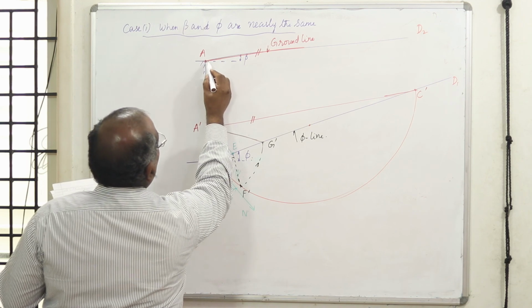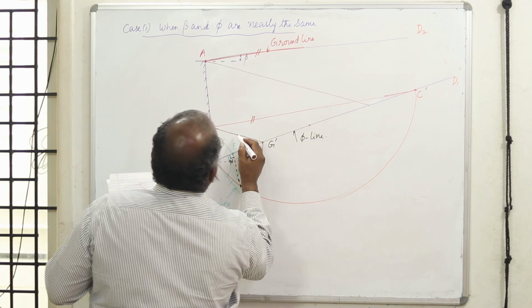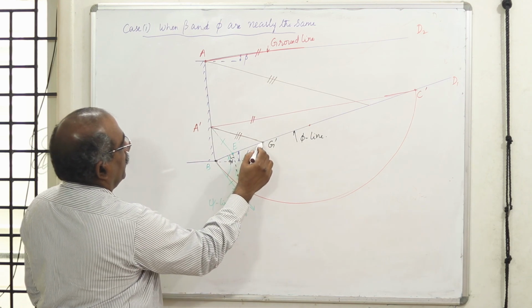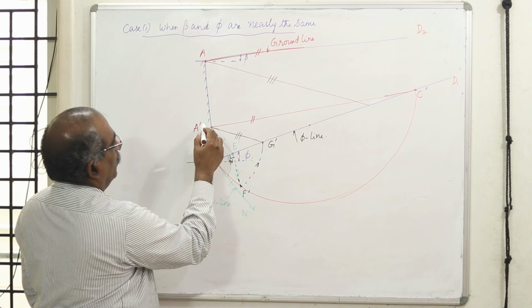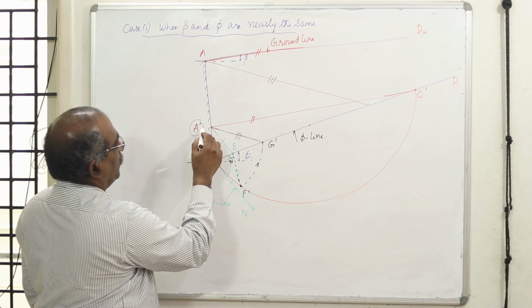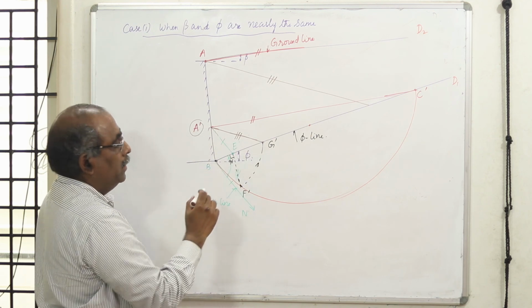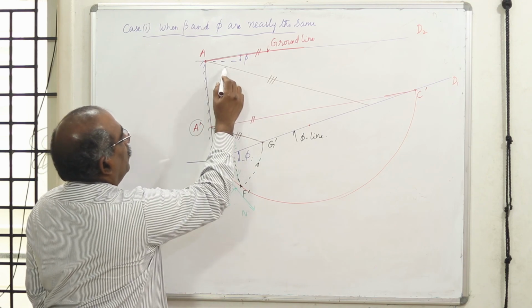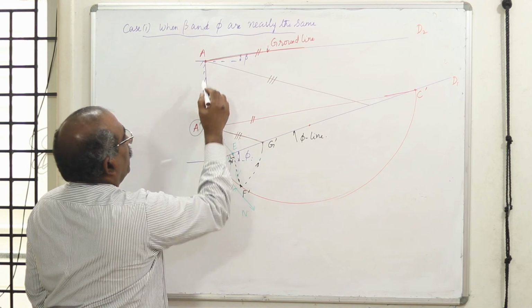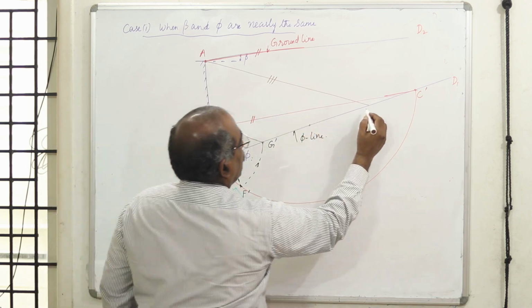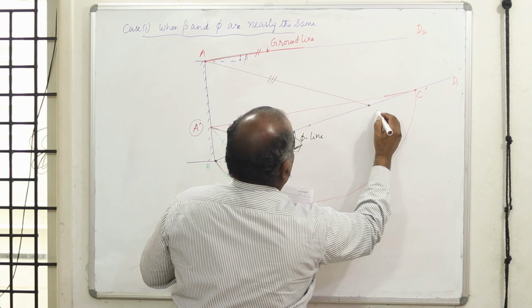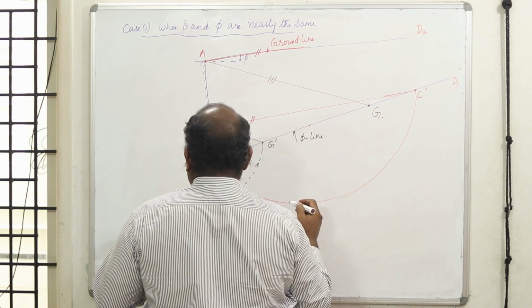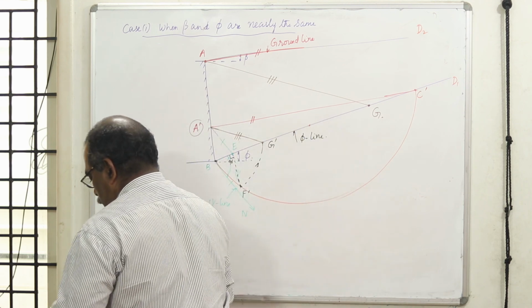Once I get this A dash G dash, from the top of this I'll draw a line parallel to it. So these two are parallel. Once I get G dash, I join the line A with the point A dash. I get a line A dash G dash. Now I am going to draw a line parallel to this line A dash G dash from A. Wherever it intersects, I call this G.